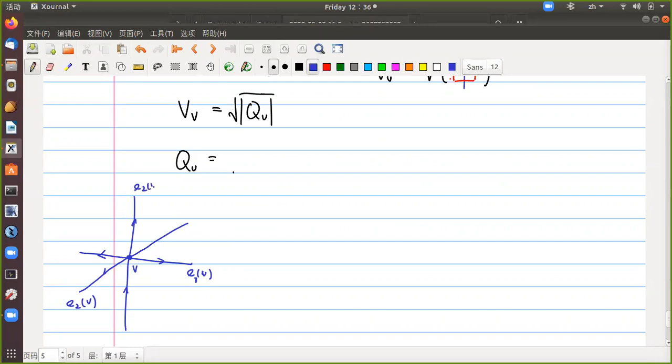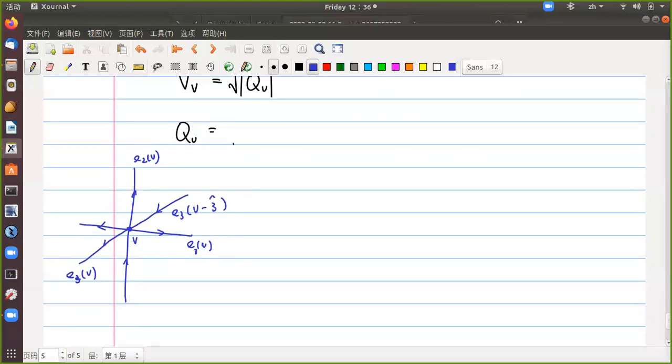And this is E2 V, and this is E3 V. Well, but this will be E3 V minus 3 hat. So this is an outgoing edge from the vertex which is before V in the 3 direction. So this is one way of labeling those edges. But it is more convenient, for example, when we talk about the volume operator and later on operators for the Hamiltonian constraint, to take a different labeling, a different assignment of the orientation.